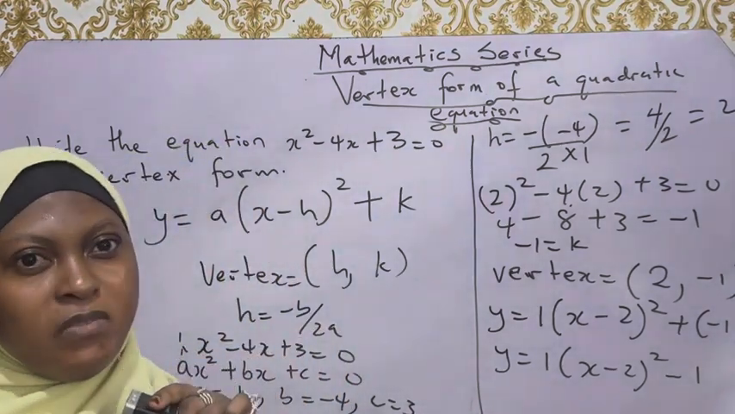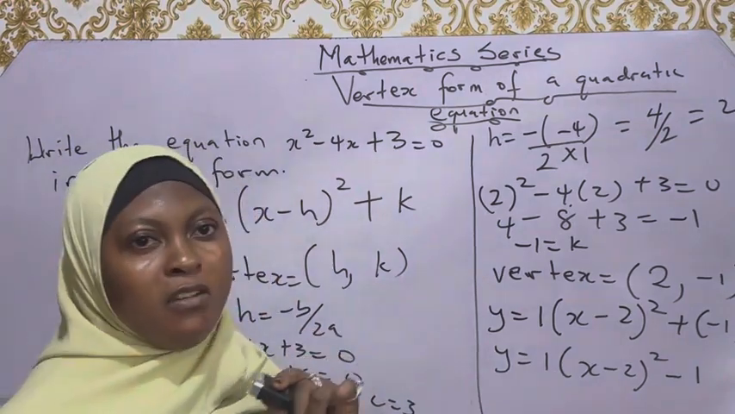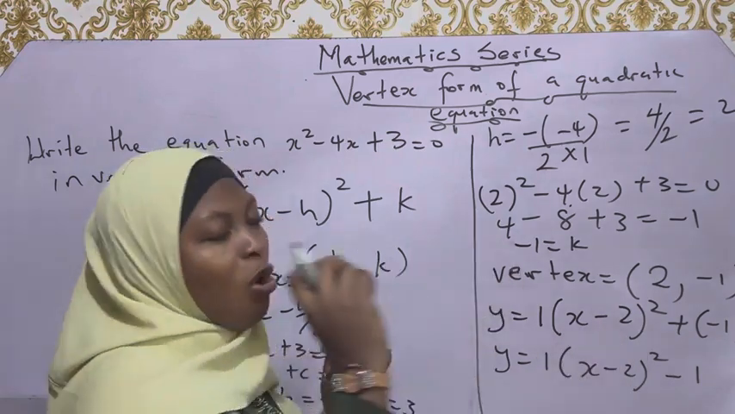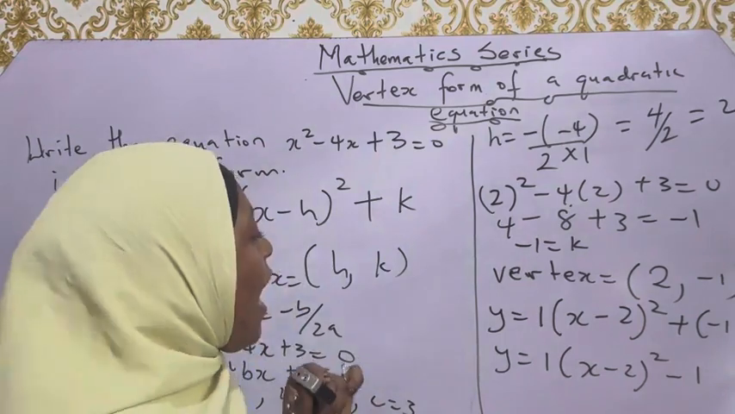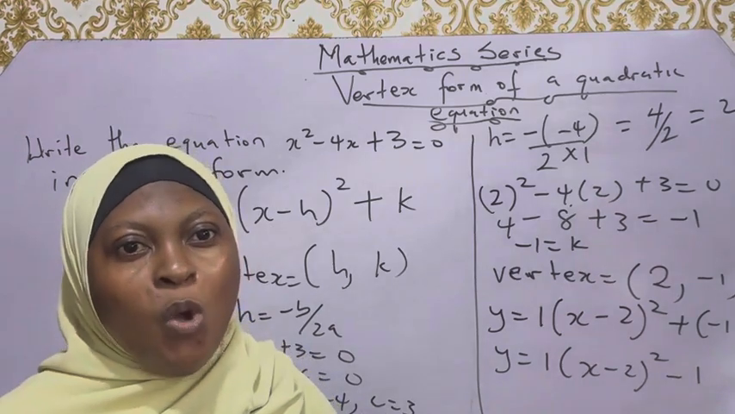From this vertex form, we can actually describe the graph. Now, a is positive, which means it opens upward. Now, h is also positive, which means the graph shifts to the right. And k is negative, which means it moves downward.